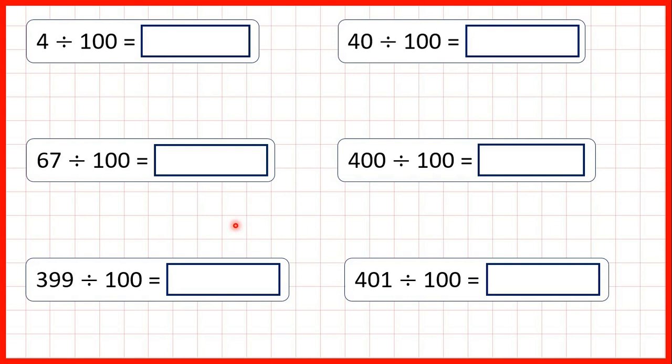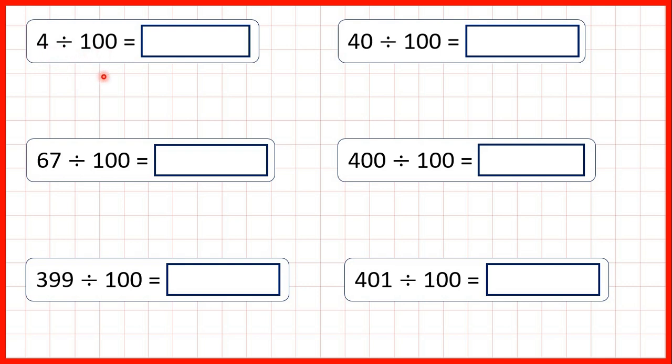Now for these questions, we're dividing whole numbers by 100, but except for 400, the numbers that we're dividing, so our dividends, are not multiples of 100. They're not numbers that are in the 100 times table, and that means that we're going to get decimals as our answers. So first, we have 4 divided by 100.